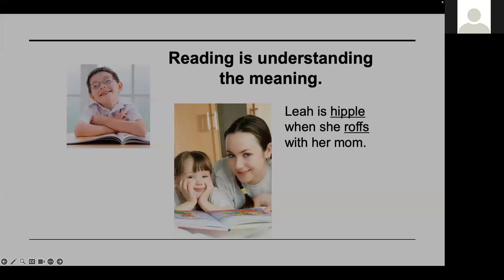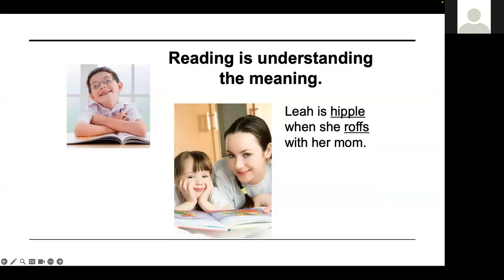So those are those good narrative skills that young children who are read to a lot and exposed to many books develop. So if you look at this slide, your brain automatically goes to Leah is happy when she reads with her mom, right? So the point here is that children can learn to decode words, but not understand what they mean. So that's why phonics is only one part of reading instruction in school.